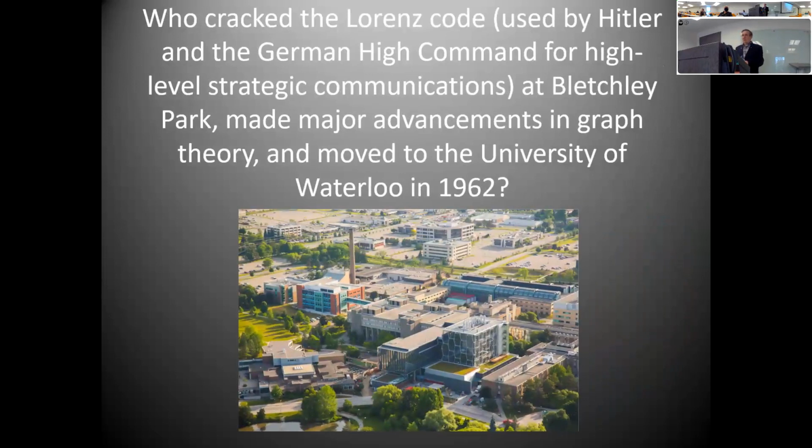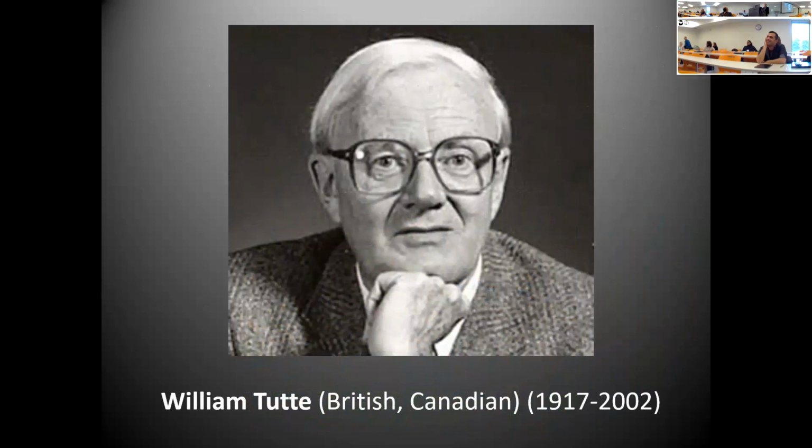Who cracked the Lorenz code? More difficult than the Enigma. That was used by Hitler and the German High Command for high-level strategic communications. At Bletchley Park, he made major advancements in graph theory and moved to the University of Waterloo in 1962. Who said that? Yeah, you're right. Come on up here. It's William Tutt. That's correct. There he is right there. One of the most famous mathematicians ever to come to Waterloo.